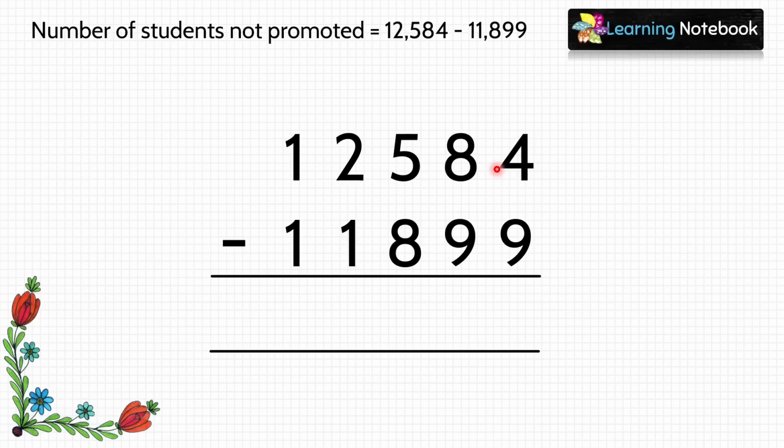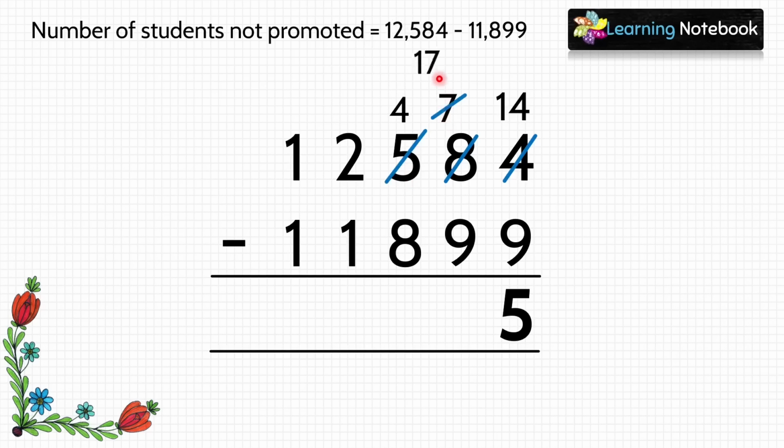But 4 is weaker than 9. So 4 borrows from 8. So 8 becomes 7 and 4 becomes 14. 14 minus 9 equals to 5. Next, 7 is weaker than 9. So 7 borrows from 5. So 5 becomes 4 and 7 becomes 17. 17 minus 9 equals to 8.